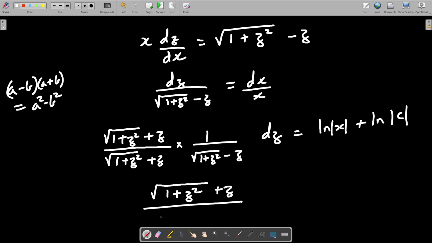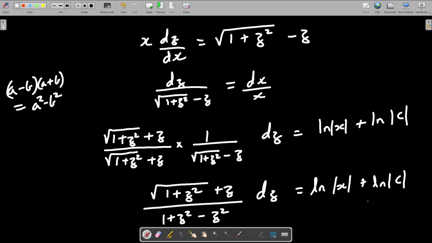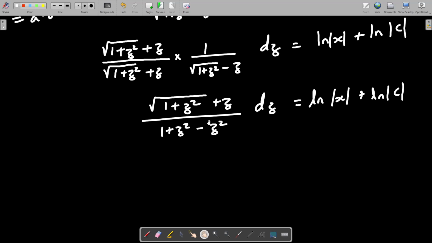So this will become a square minus b square. So it will become a square minus b square. So the denominator is gone away. So we have to integrate only.